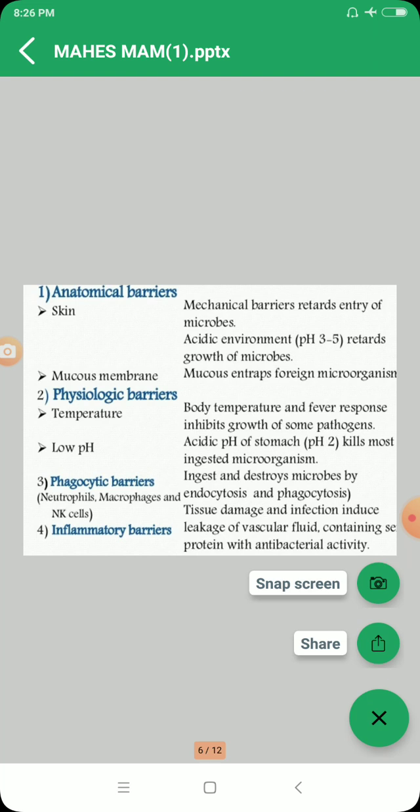Then the last one, the general barriers. What are the general barriers? That is age. The very young and old are most susceptible to infections. For example, the fetus is protected by placental barriers, while at old age, people have reduced or lost their host defenses.